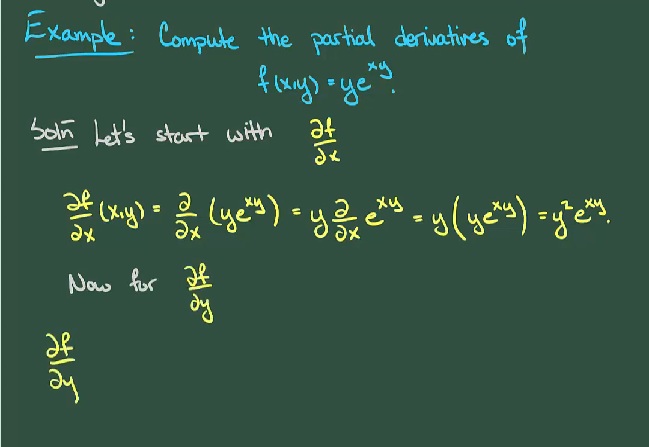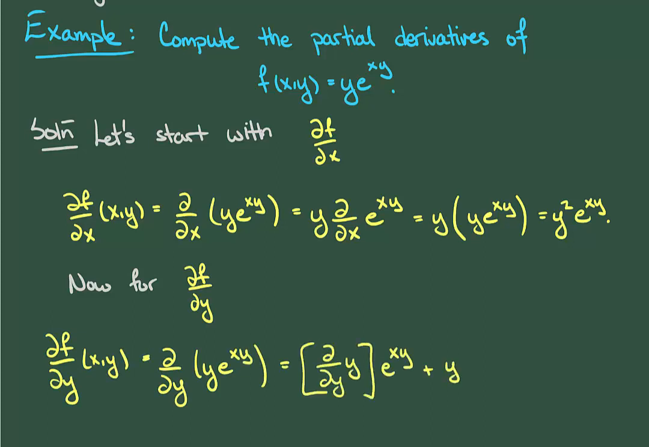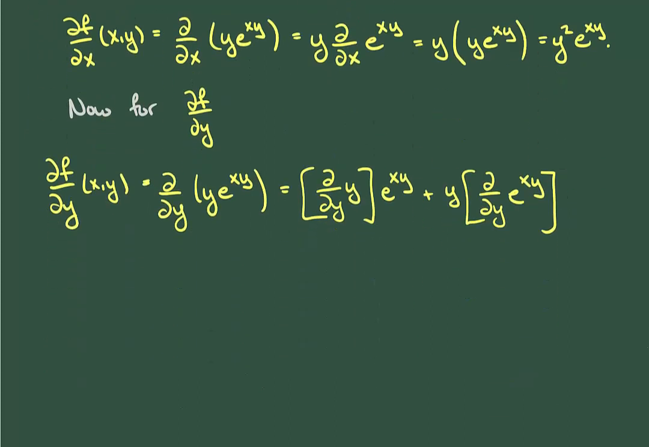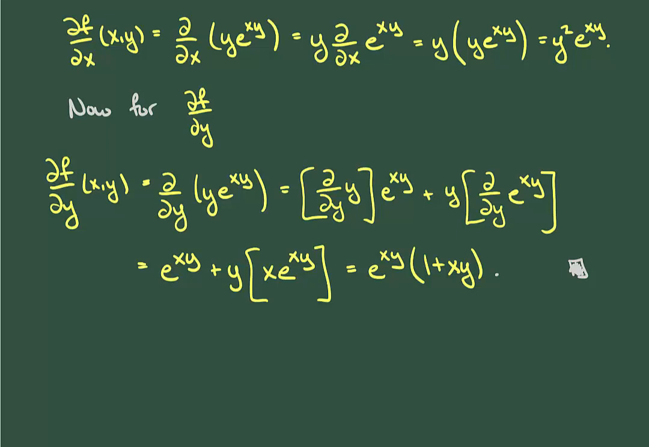The y derivative is a little bit trickier, since in this case we're going to have to use the product rule. The derivative of y is 1, while the derivative of e to the xy is x e to the xy. Factoring gives us this. So partial derivatives tell us the instantaneous rate of change in a particular direction and are computed by pretending that all the other variables are constants.